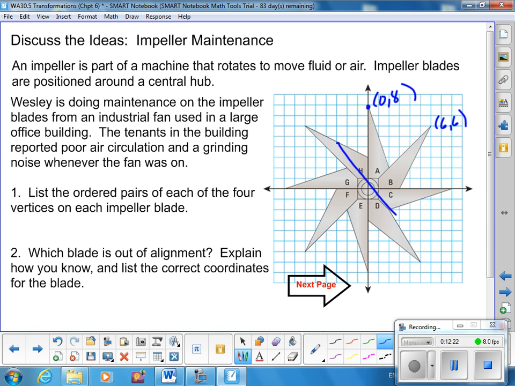rotation. So H's points are 1, 2, 3, 4, 5, 6, negative 6, and 1, 2, 3, 4, 5, 6. So this one should be at 6 and negative 6. It should be, and it is not. 1, 2, 3, 4, 5, 1, 2, 3, 4, 5, 6, 7. It's actually at 5 and negative 7. So this blade D is out of alignment.